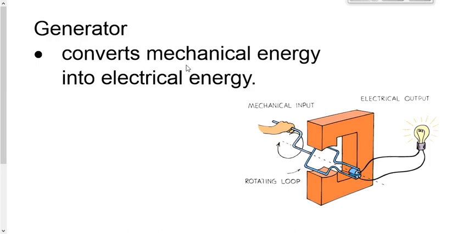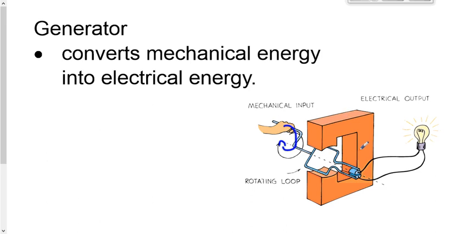A generator. So a generator is a device that converts mechanical energy into electrical energy. In this case, this person is moving their hand, rotating this thing in this direction, and they're getting this loop of wire to rotate around within the magnetic field.